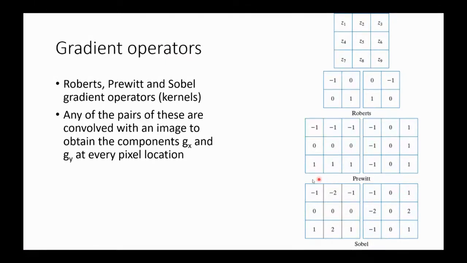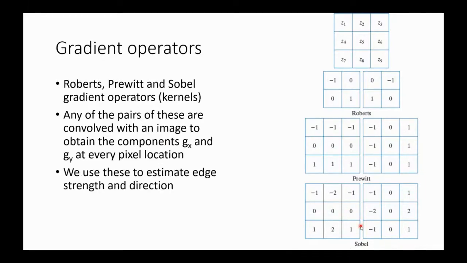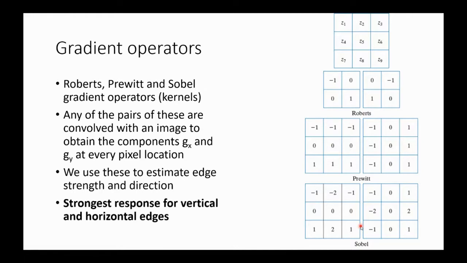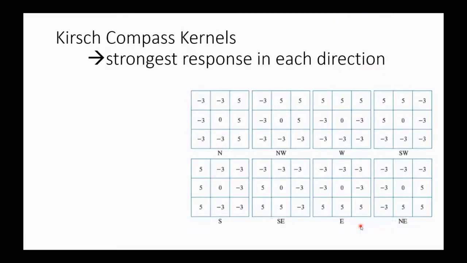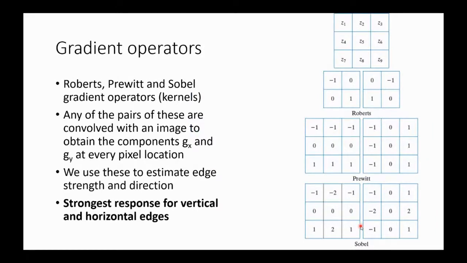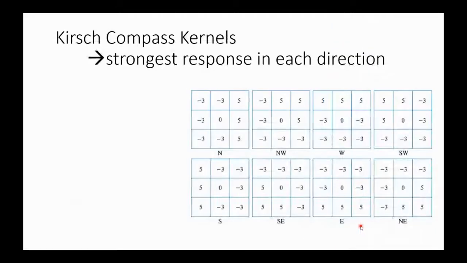If you want a better solution than the Roberts gradient, use the Prewitt gradient. If you want an even better one, you use the Sobel. That's slightly more robust to noise. Use this to estimate the edge strength and direction using the magnitude and the direction of the gradient. And we get the strongest response of vertical and horizontal edges for finding our edges.